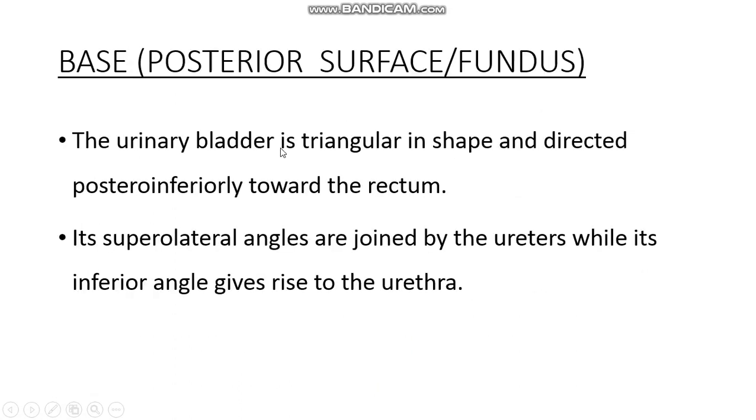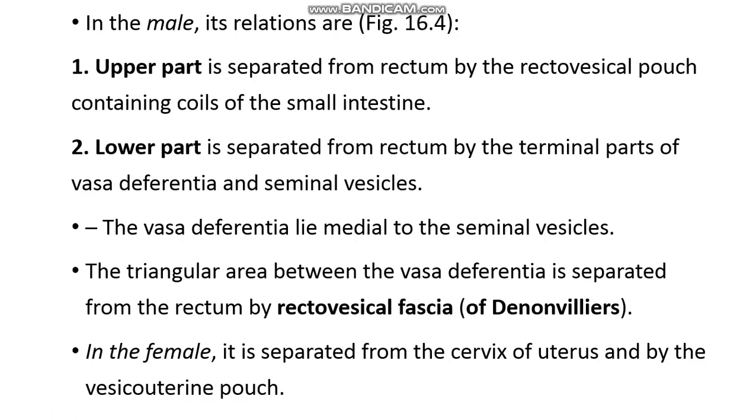So it is like a triangle, and it is directed postero-inferiorly towards the rectum. It is directed posteriorly and inferiorly towards the rectum, so the rectum is located just below the urinary bladder. Its superolateral angles are joined by the ureters, while its inferior angle gives rise to the urethra. Then in male, what are the relations of the base?